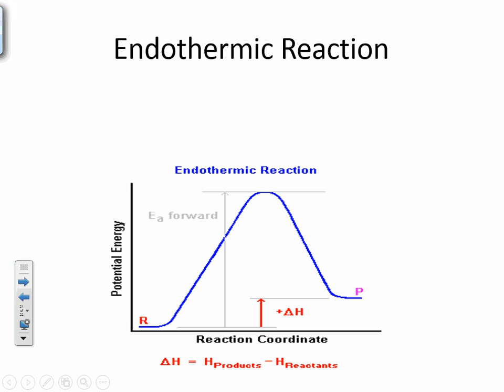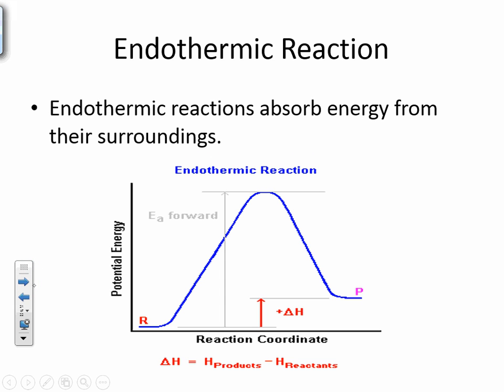Then we have endothermic. What does endothermic mean? Endothermic means it's absorbing energy, or what we call heat, is entering. All right? Heat is entering. So endothermic reactions absorb energy from their surroundings, which means that in endothermic reactions heat is entering. So in exothermic reactions heat is exiting.